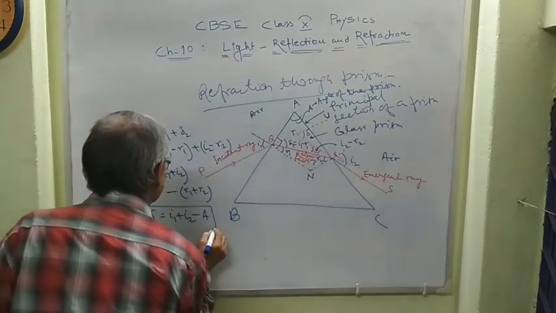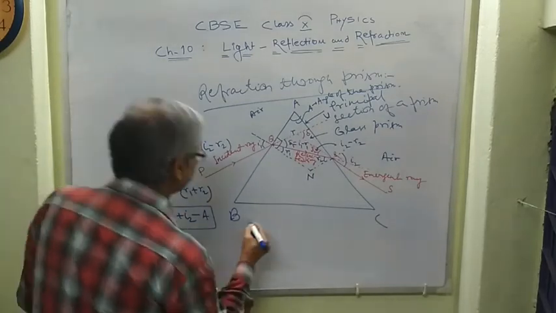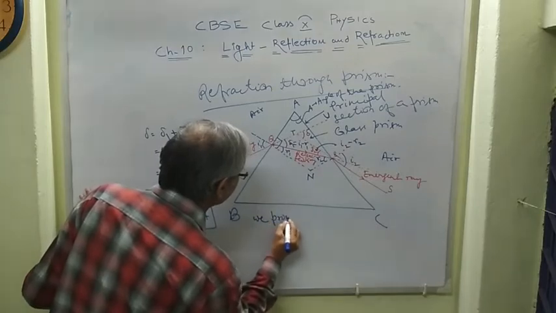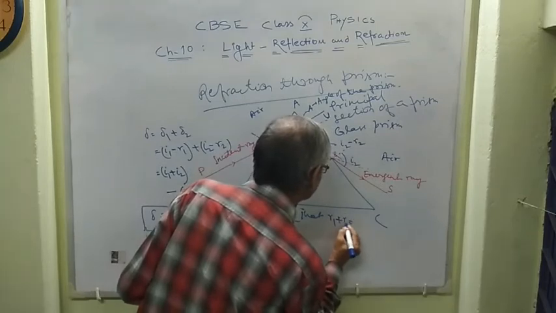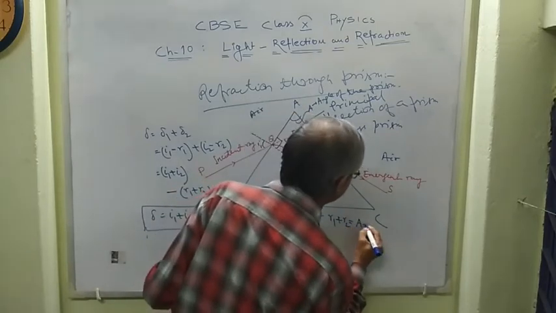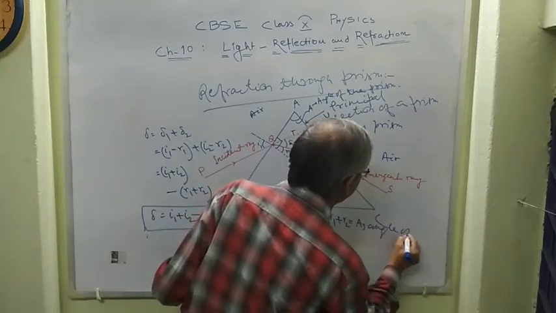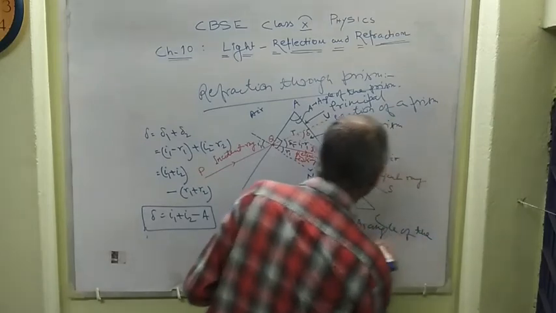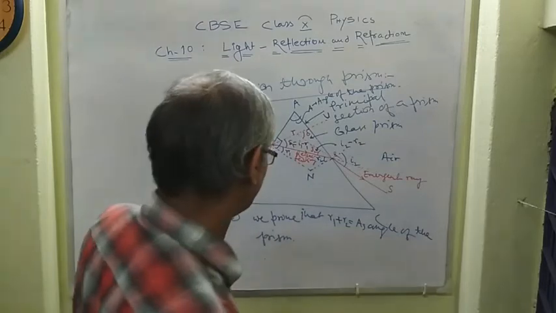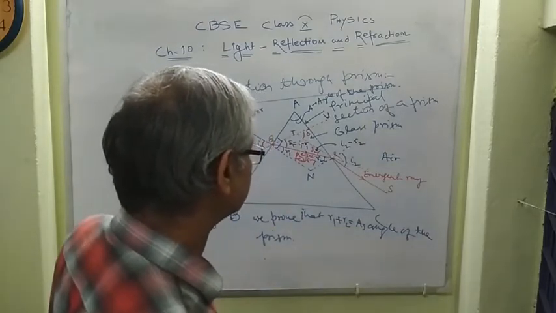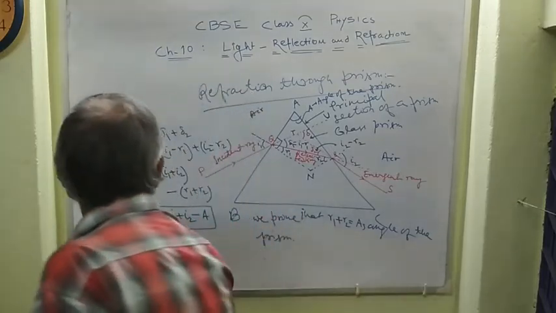We see how we get it. We prove that R1 plus R2 equals A, the angle of the prism. Right? We prove that R1 plus R2 equals the angle of the prism A. Prove it.